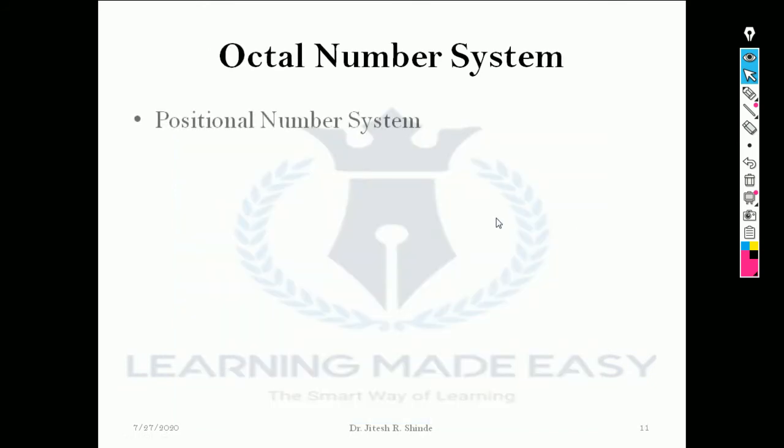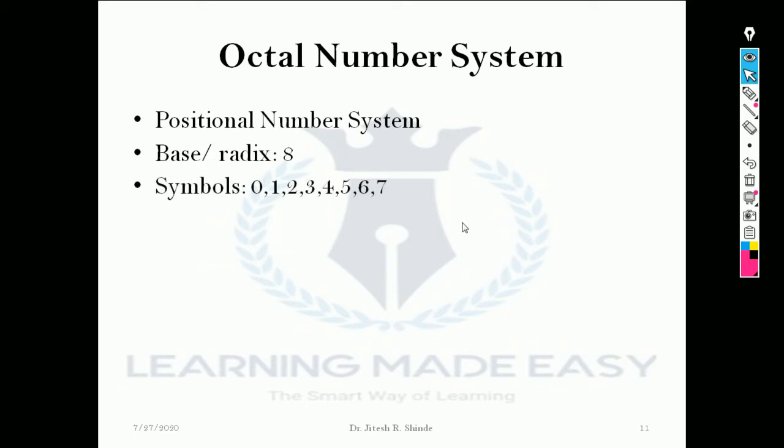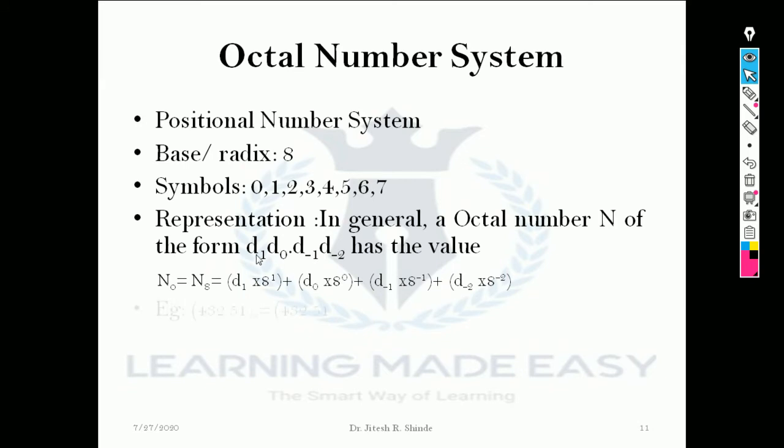Octal number system, again an example of a positional number system. It has a base of 8. The valid symbols are 0 to base minus 1, which means the valid symbols are 0, 1, 2, 3, 4, 5, 6, 7. Now its representation: say I want to represent an octal number capital N, which is d1 d0 dot d at the base minus 1, d at the base minus 2.